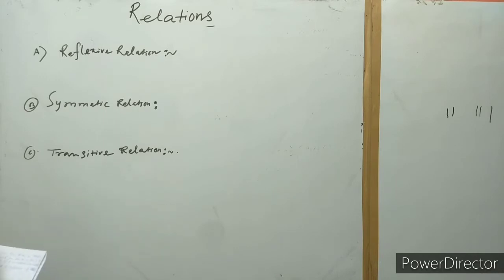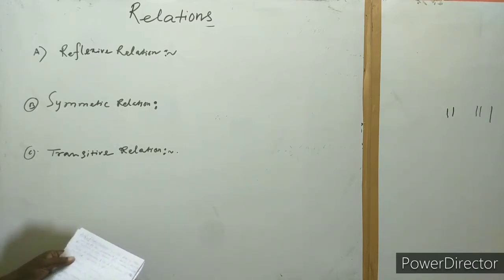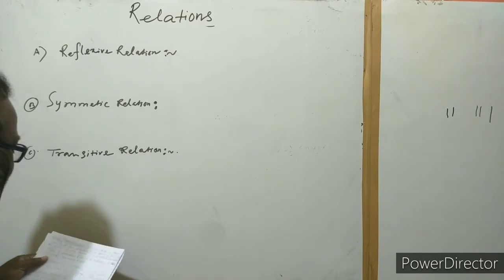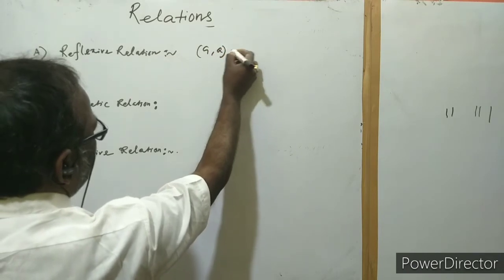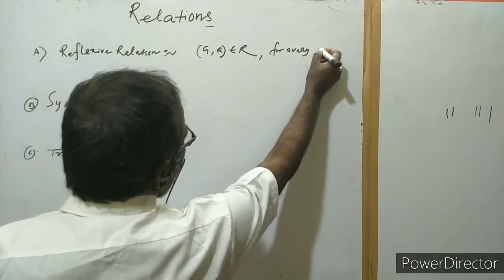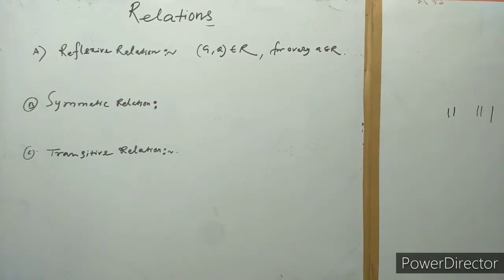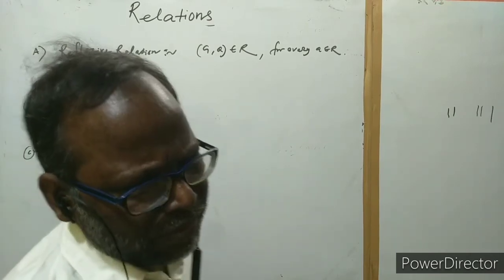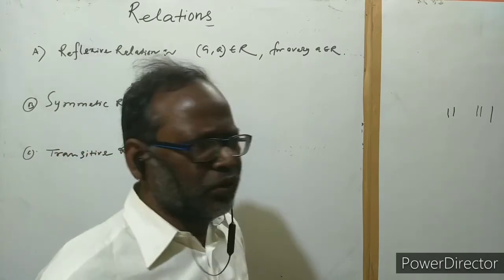A relation R on a set A is said to be reflexive if every element of A is related to itself. Again, let A be a given non-empty set. A relation R on set A is said to be reflexive if every element of A is related to itself. Thus the relation R is called reflexive if A comma A belongs to R for every A, like 1 comma 1, 2 comma 2, 3 comma 3. If a relation satisfies this, that type of relation is called reflexive. Like a mirror, if you stand in front of the mirror you see the same view, that's why A comma A.